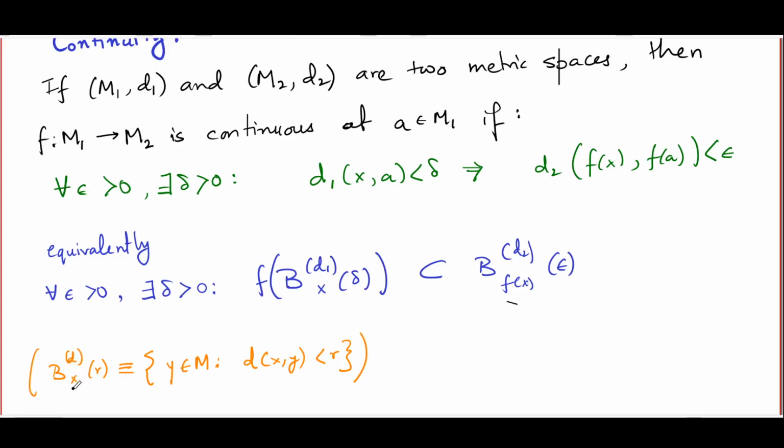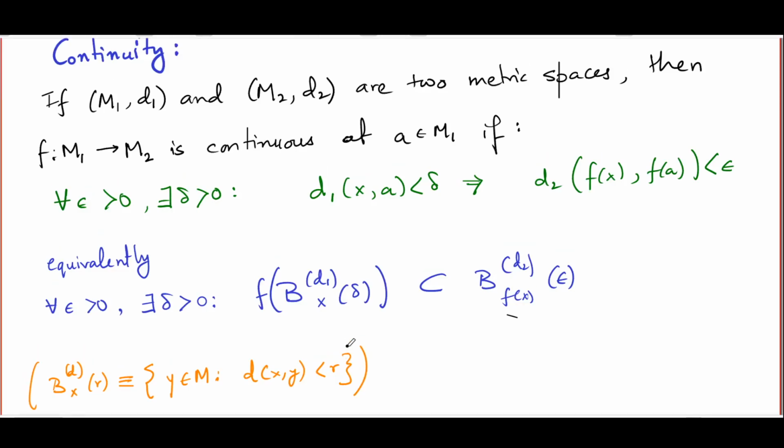B centered at x, radius r, according to the metric d, is simply the collection of all points y in your metric space such that the distance between y and x is less than r. The name ball, of course, comes directly from the case where we use ordinary three-dimensional space and Euclidean distance, the standard notion of distance, as the distance metric.